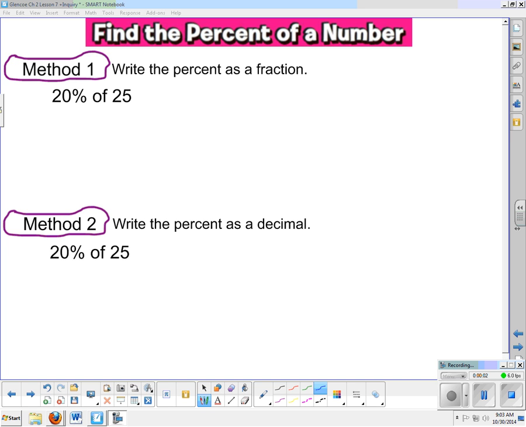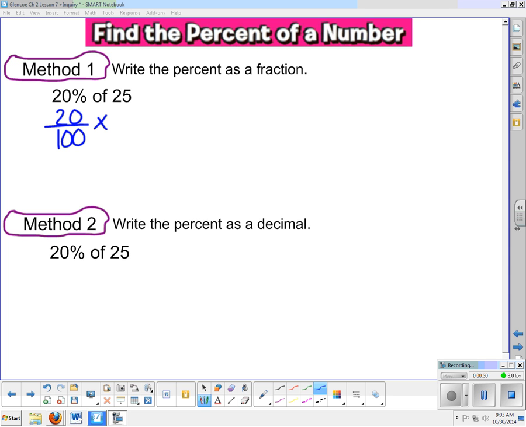Find the percent of a number. Sometimes we have to use computation when working with percents. So one method is to write the percent as a fraction. Since 20% means 20 out of 100, I'm going to write it as 20 over 100. Of always means multiplication because it's taking a piece of a piece.